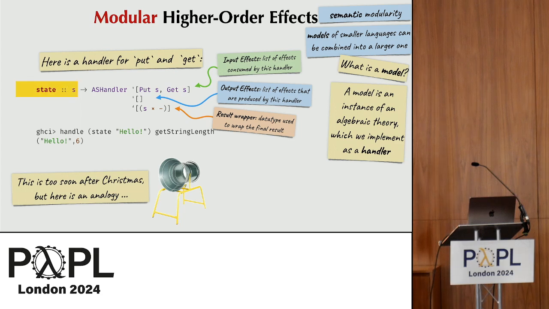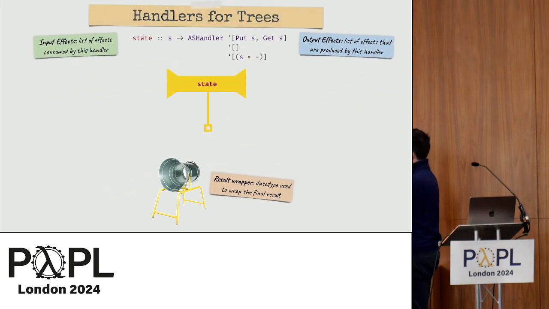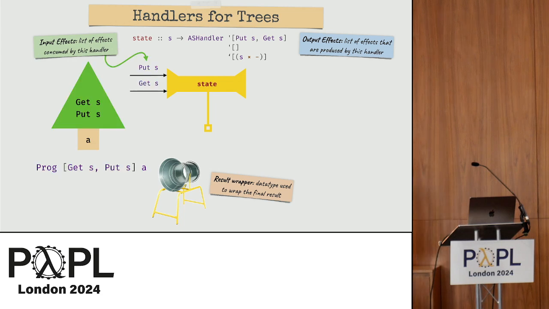So you can think of this state thing as being like one of these machines. So let's try and understand why that is, okay? So here is this machine that takes in trees and does something to those trees. So I've already said that we have input effects that get consumed by this handler. So here is our tree. It's a syntax tree which has things like get and put in it. And we can see that the signature of this is we're using get and put, and the pure value it returns is A, which I'm annotating here at the base of the tree.